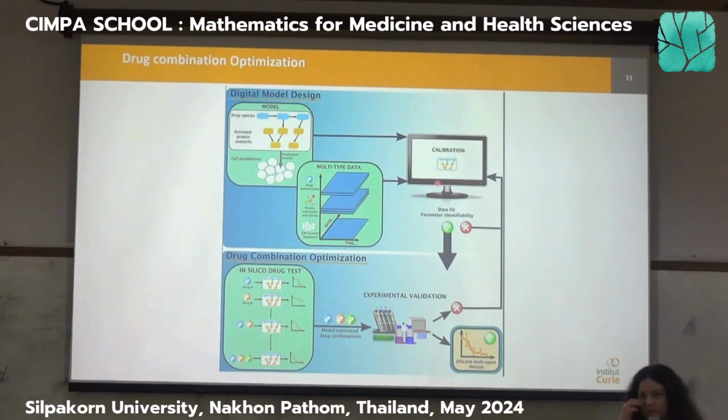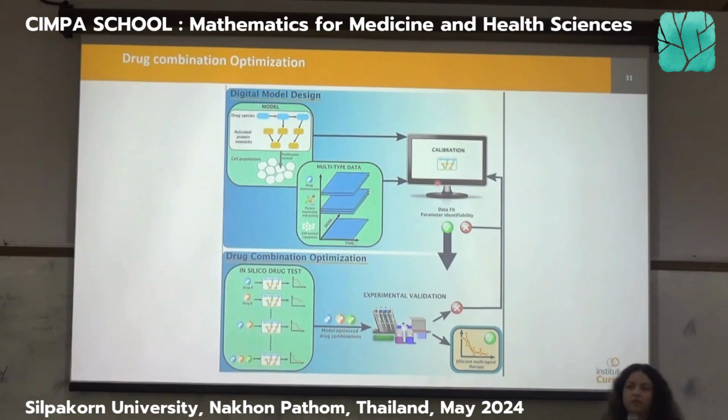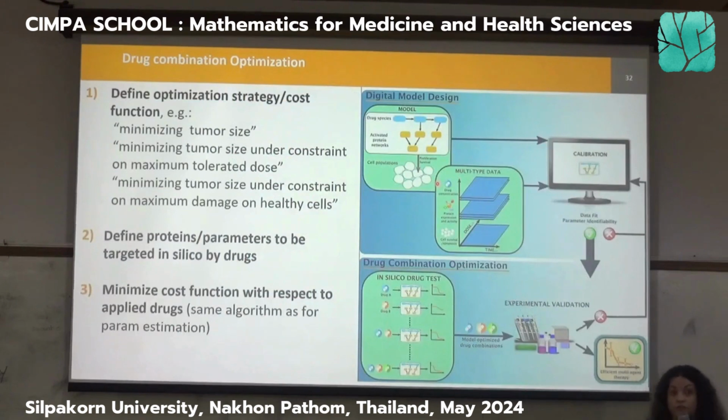Your parameters on your data, and you go to the second part here. So the challenge now is to optimize the combination. So let's say that you have a model that describes the pharmacokinetics and pharmacodynamics of some drug, and you want to combine it to be able to, for instance, kill the maximum number of cells.